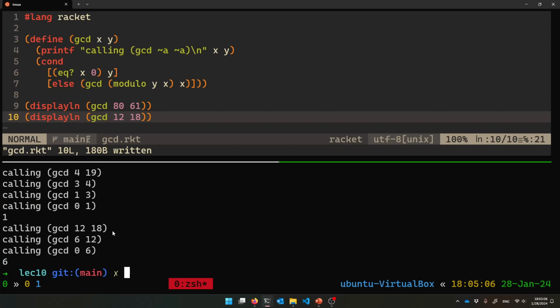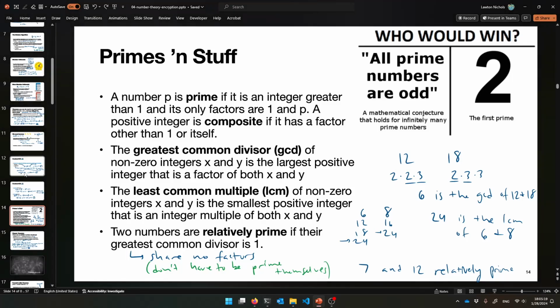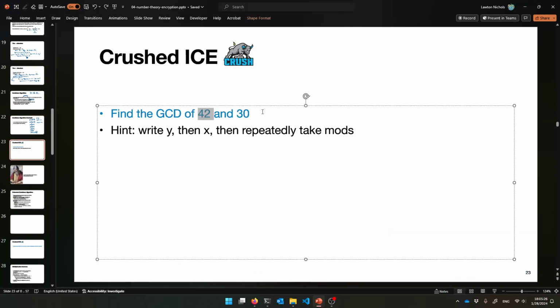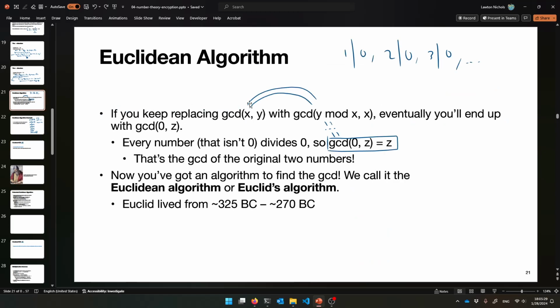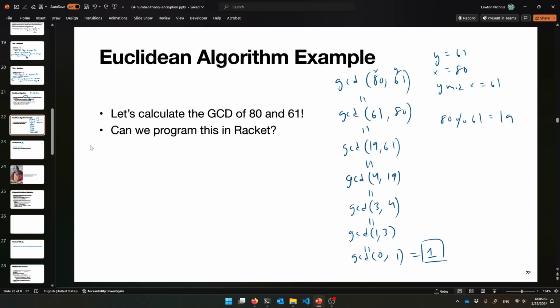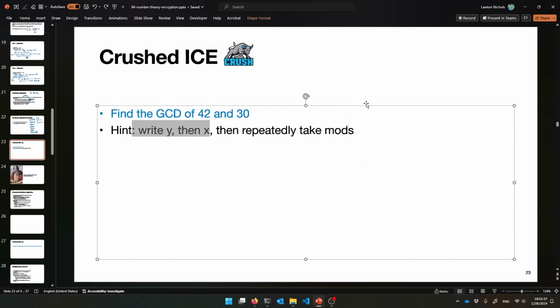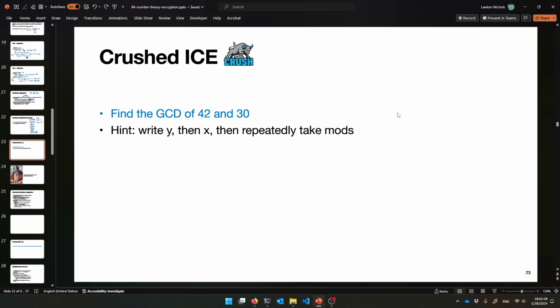You just keep on replacing 12, do 18 mod 12, that's 6, GCD of 6 and 12, GCD of 0 and 6, okay, the answer is 6. And so quickly, without even worrying about prime factors, it's found the answer, which is really cool. There's rapid convergence. It's just a neat little algorithm, okay? And so here, you try. Find the GCD of 42 and 30, and you'll use this algorithm using these ideas that we talked about here. Honestly, if you want to do it fast, you can just write y first, then x, and you'll keep on taking mods in that order. It'll always work out. So give that a try.